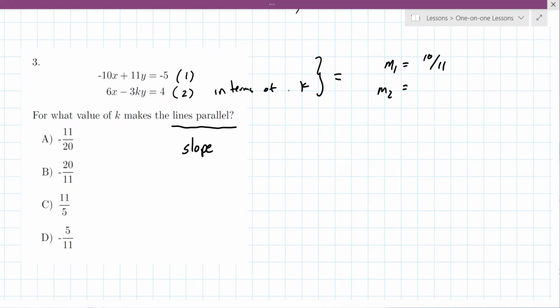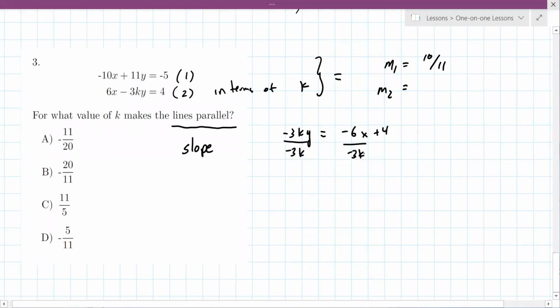Well, it's 2 over k. Is that right? The slope, so you're going to subtract 6x from both sides. So you end up getting minus 3ky equals minus 6x plus 4. And then you divide by minus 3k. And like you said, it's just the number, it's not the x, so it's 2 over k. So you set these equal to each other and you solve for k.